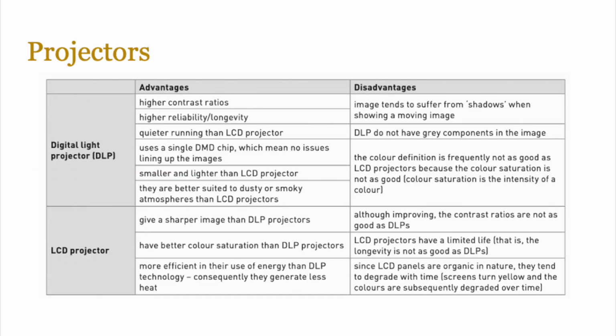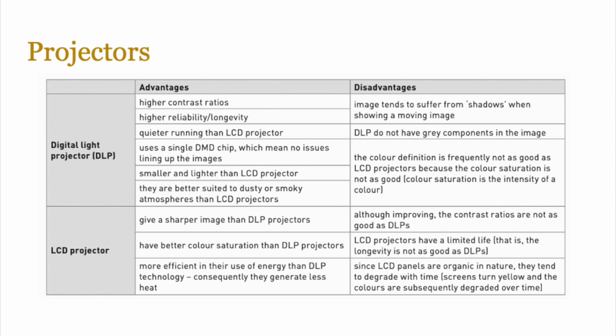So what do you really need to know about projectors? Well, you need to know the pros and cons of both types of projectors. So DLP projectors have higher contrast ratios. They have higher reliability because they have less moving parts. They run quieter. They use a single DMD chip, which means there's no issues lining up the images. They're smaller and lighter than LCD projectors. They're better suited to dusty or smoky atmospheres, which might interfere with light projection.